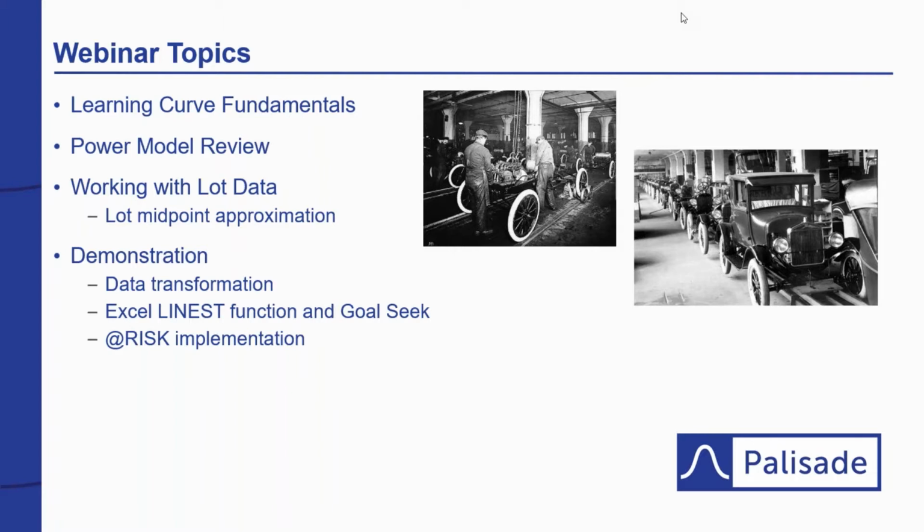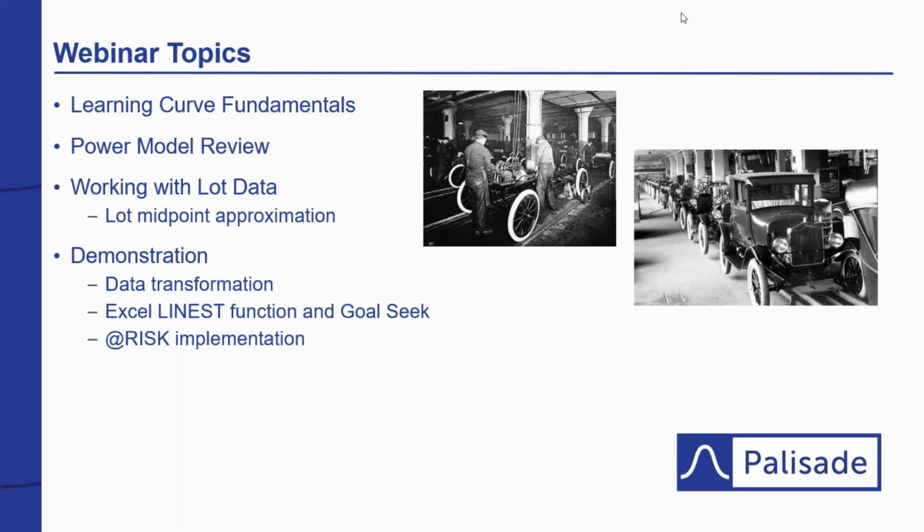Then I want to address one specific regression technique that focuses on the power model, because the power model is the form of regression equation that is used to model unit learning curves. So we're going to have to talk about the power model itself and how to perform regression with that. Then I need to spend some time talking about how to work with lot data, specifically something referred to as calculating the algebraic lot midpoint, and how to approximate that. That's what gives us the little added difficulty of working with lot data: how to handle that data and come up with this midpoint approximation.